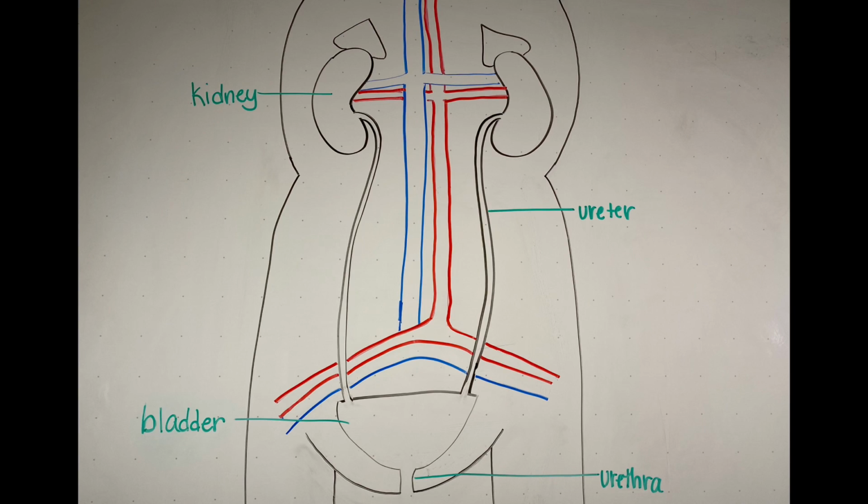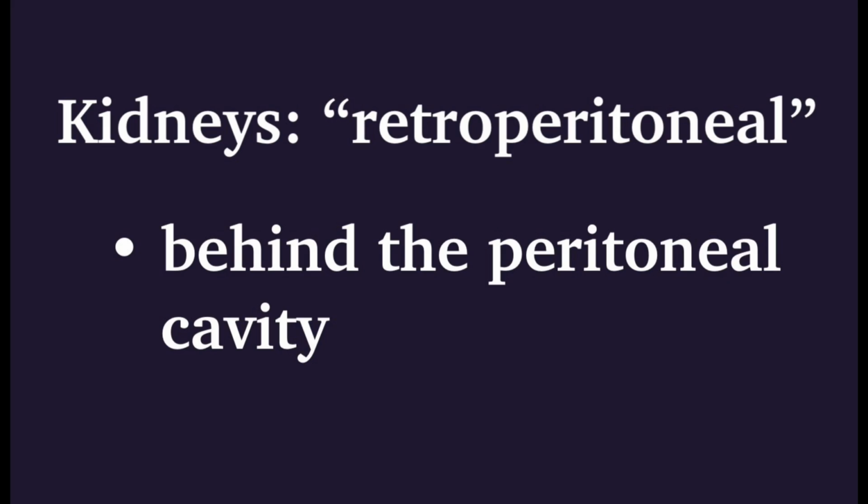Now let's start with the anatomy of the renal system. So the urinary system is composed of the kidneys, the ureters, the bladder, and the urethra. Each person has 2 kidneys, and these kidneys are positioned at the level of the last thoracic and the first few lumbar vertebrae on both the left and the right side of the body. The kidneys are behind the peritoneal cavity, and so we call them retroperitoneal, retro meaning behind.